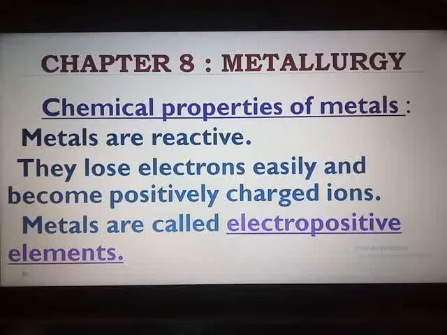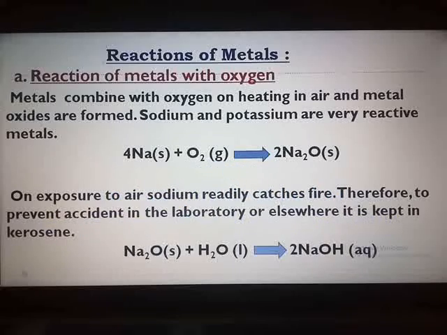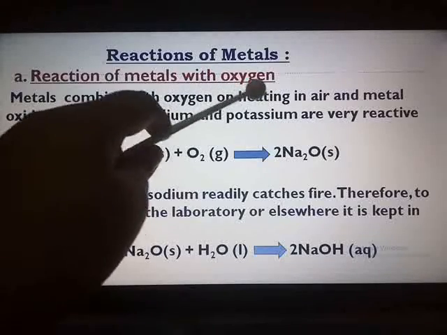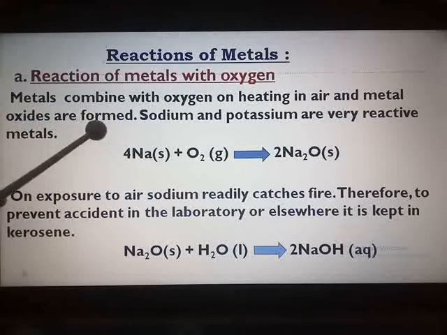Now we are going to study the reactions of metals with oxygen, with water, with acids, and then with nitric acid especially. So let us first see the reaction of metals with oxygen. You know a general step. Any metal combines with oxygen on heating in air and metal oxides are formed. The respective metallic oxides are formed.